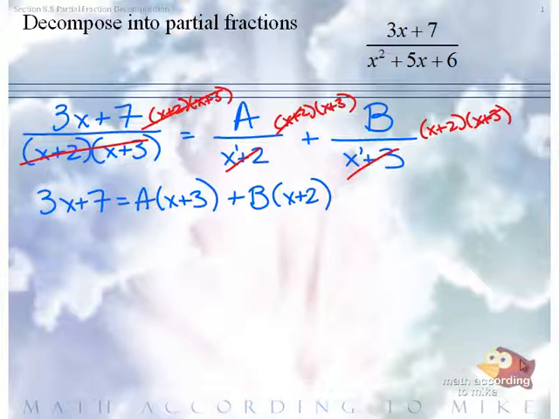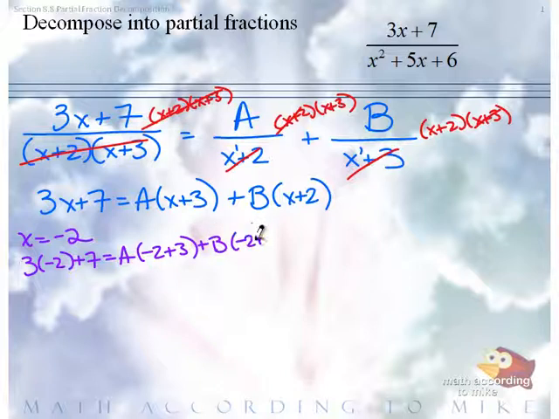This equation that we have on this board now is considered an identity. It's true for any replacement of the variable. So you might as well pick a number for x that makes one of the other variables, a and b, disappear. So for instance, if I pick x to be -2, then I'd have 3 times -2 plus 7 equals a times -2 plus 3 plus b times -2 plus 2.